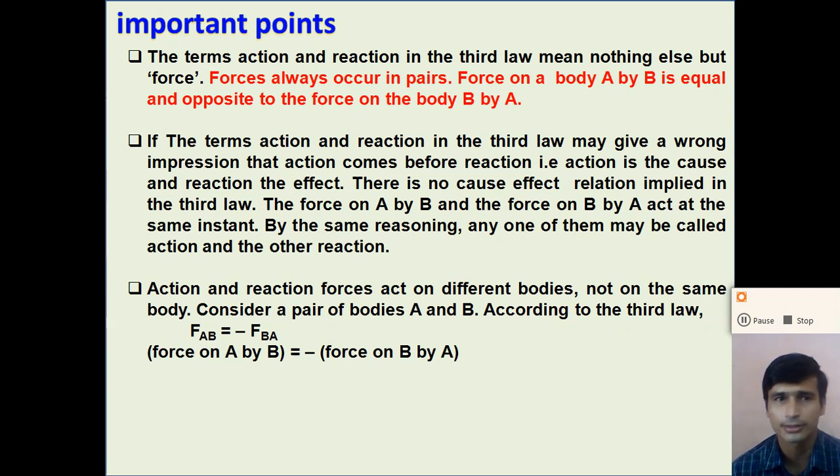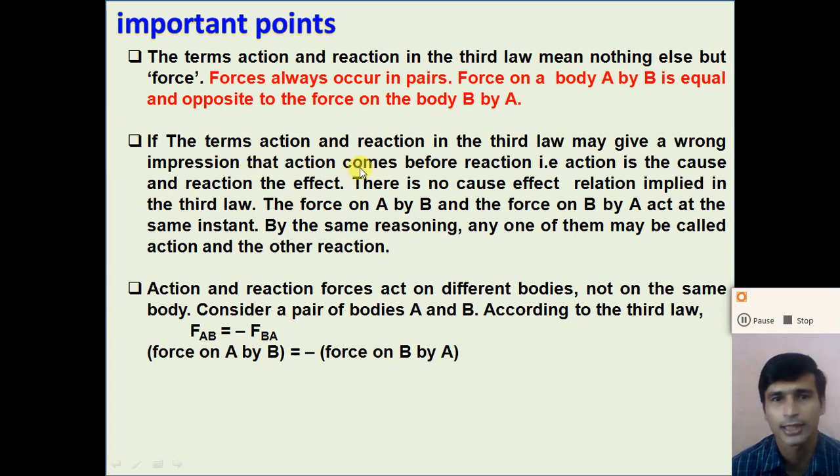So this point states that forces available in nature always occur in a pair, right? A force cannot exist alone, a single force cannot exist. So the force is always in a pair. If one body exerts a force on another body, the other body also exerts a force on the first body, right?